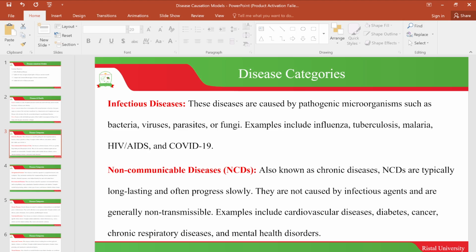For these ones do not require an agent to be transmitted from one person to the other. They are related to environmental factors, genetic factors, and also lifestyle factors contributing to either diabetes, cancer, hypertension. These are all non-communicable diseases.